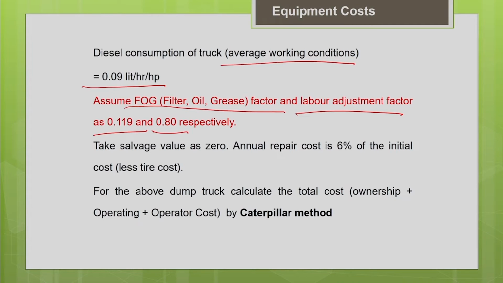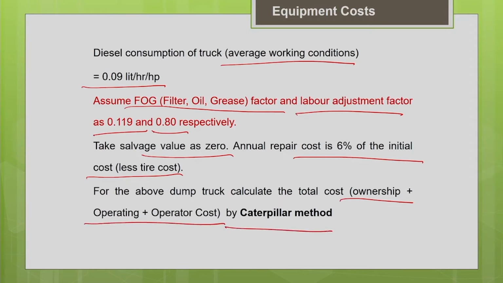Take the salvage value as 0 for this particular problem, and the annual repair cost is 6% of the initial cost, excluding the tire cost. The repair factor is also given to you directly. So for the above dump truck, calculate the total cost, your ownership plus operating cost, by the Caterpillar method first.